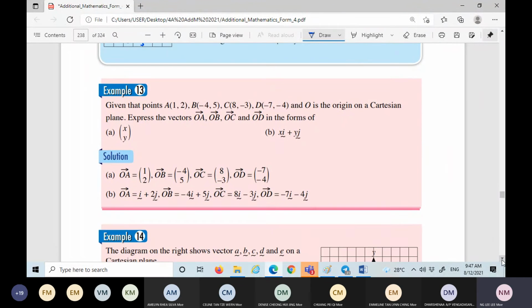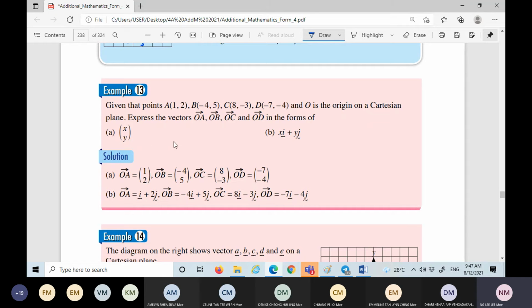Okay, now we straight away go to the example. Look at example 13. Four points are given, and O is the origin on a Cartesian plane. Express the vectors OA, OB, OC, OD in the form of the column vector (x, y), and xi plus yj. So you see, very simple. You just transform the coordinate into the column vector. So 1, 2, you just write 1, 2. Negative 4 and 5, you just write negative 4 and 5. Follow the sign, positive or negative, exactly. 8, negative 3, negative 7, negative 4.